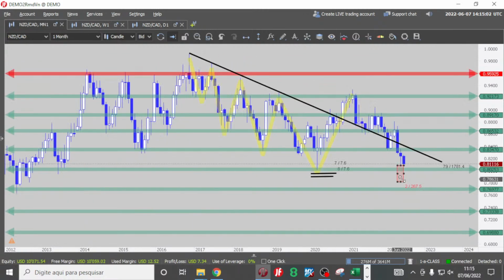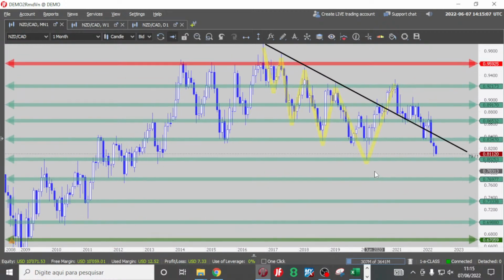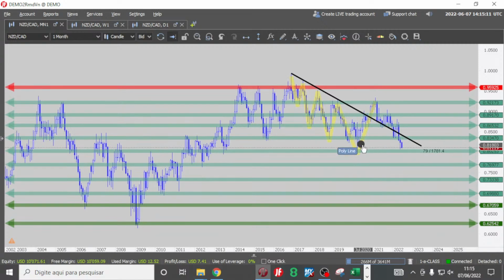So you have the monthly, everybody. You have the monthly chart like this. If the market breaks this low, then we are going to readjust our downtrend line like this. Not yet. It stays like this so far.